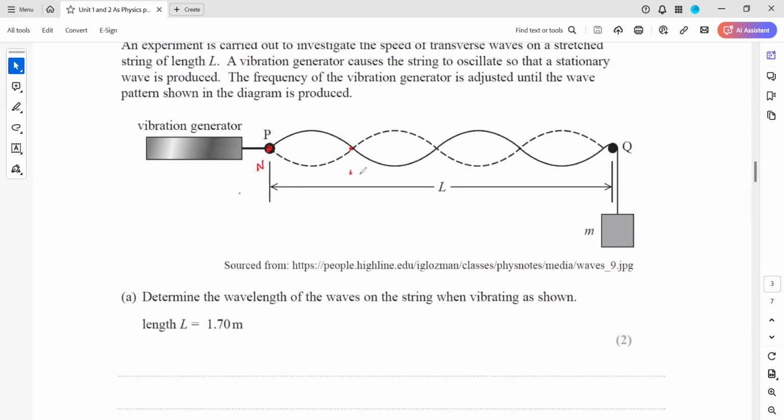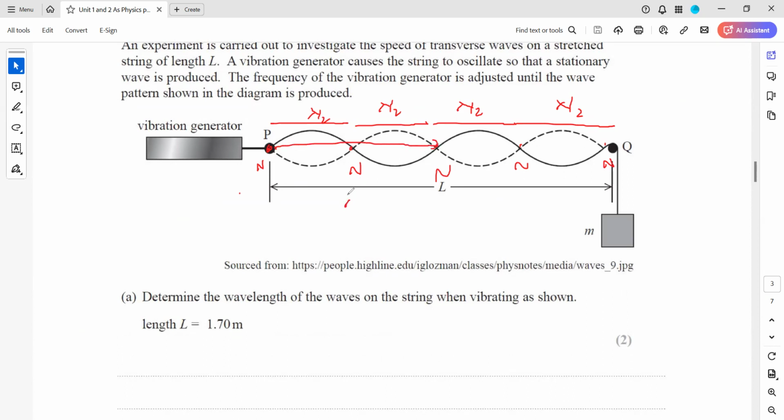So this is a node. Two successive nodes is half a wavelength. For example, this distance is half a wavelength. This distance is also half a wavelength. This one is half a wavelength, and this one is also half a wavelength. So it means this is one complete wavelength.